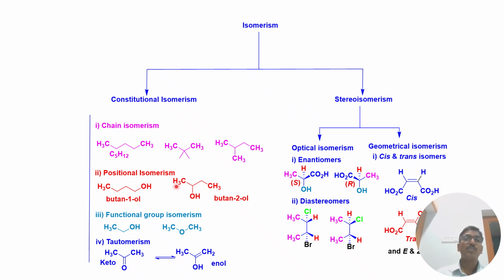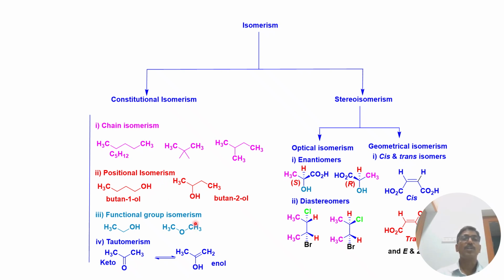When it comes to positional isomerism, the functional group differs in its position. In 1-butanol, the alcohol group is attached to the first carbon, C1, whereas in 2-butanol, the alcohol group is attached at the 2 position. Therefore, they are called positional isomers.